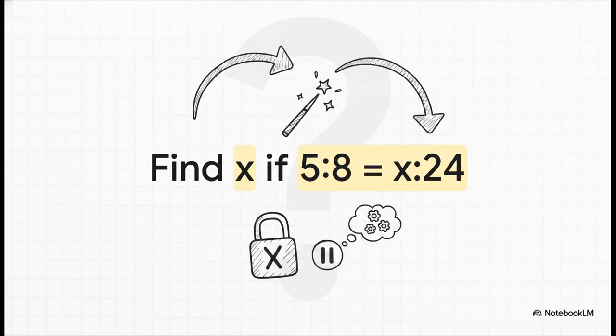Question 2. Find x if 5 is to 8 equals x is to 24, a classic proportion mystery. Time to unleash that cross-multiplication magic trick we just learned. Pause the explainer, cross-multiply, and solve for x.